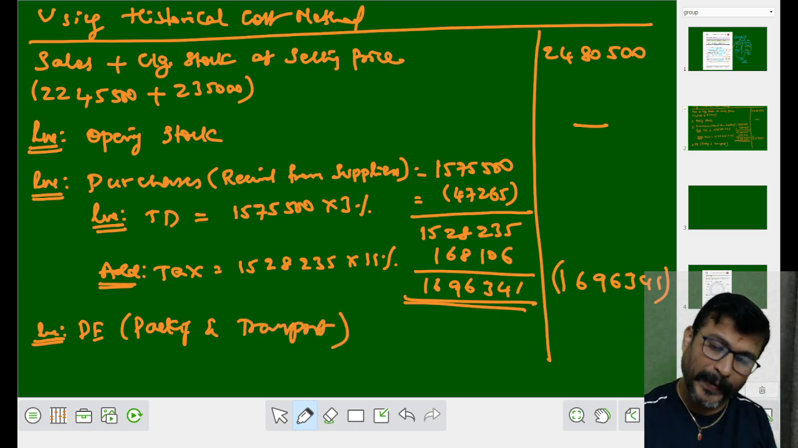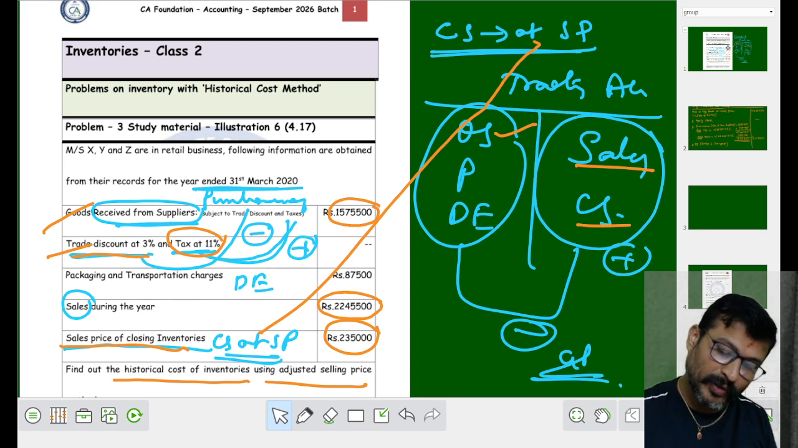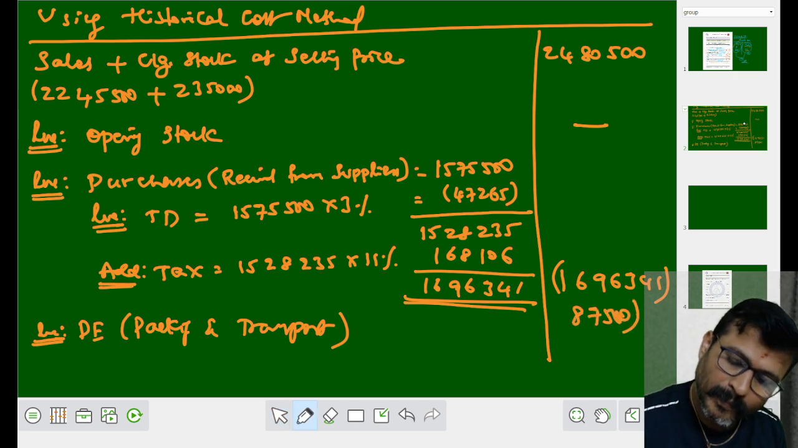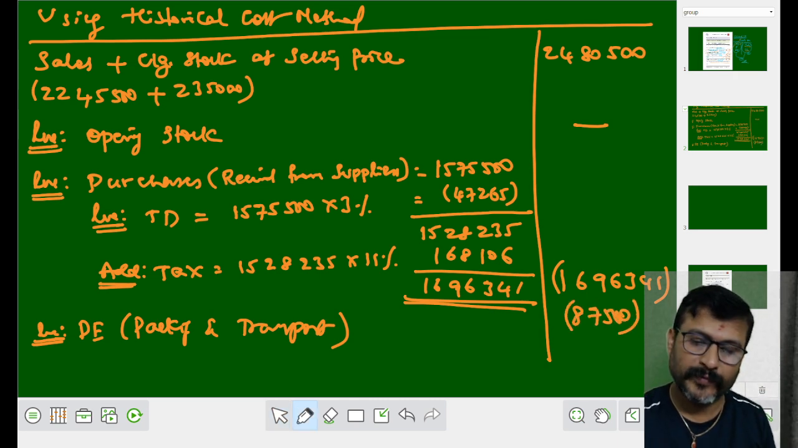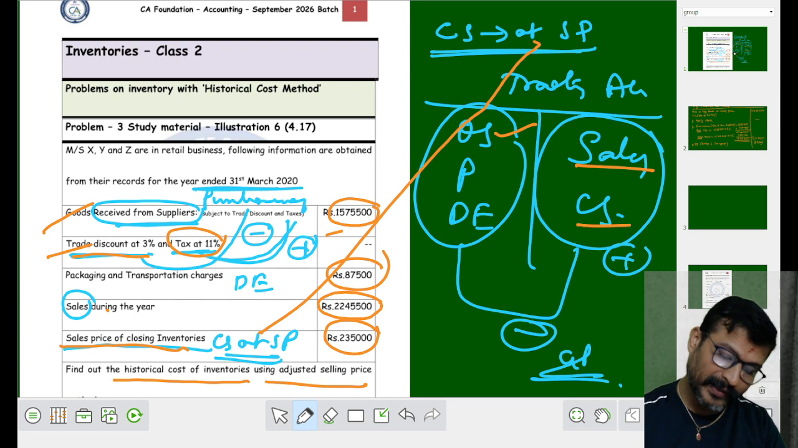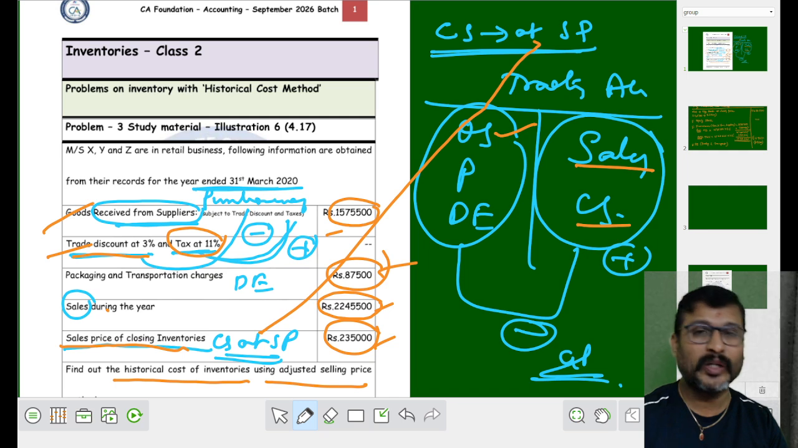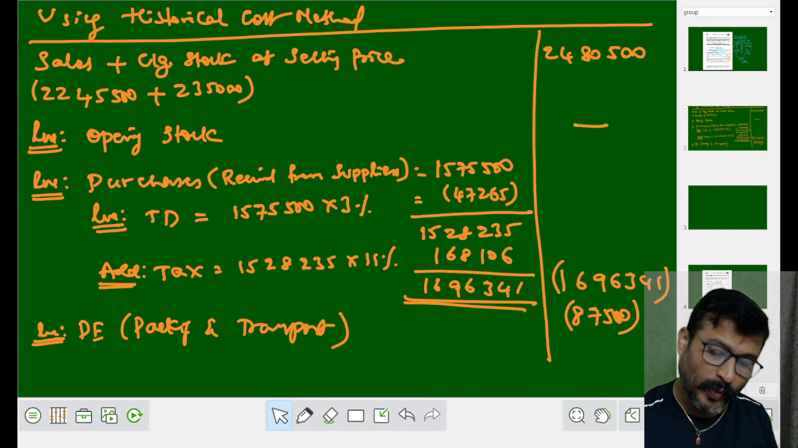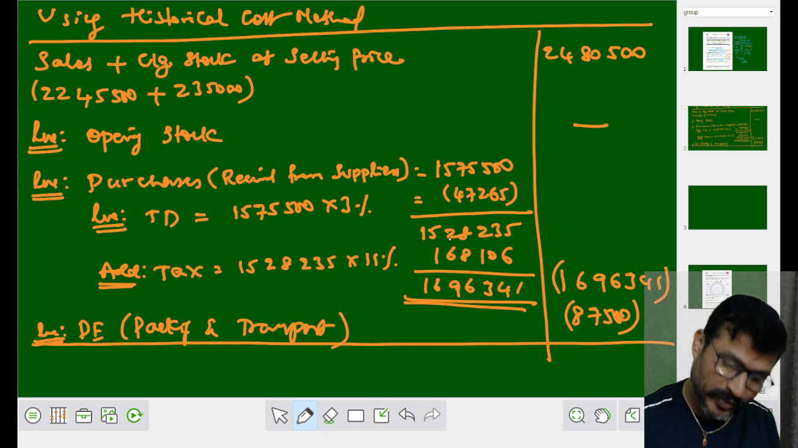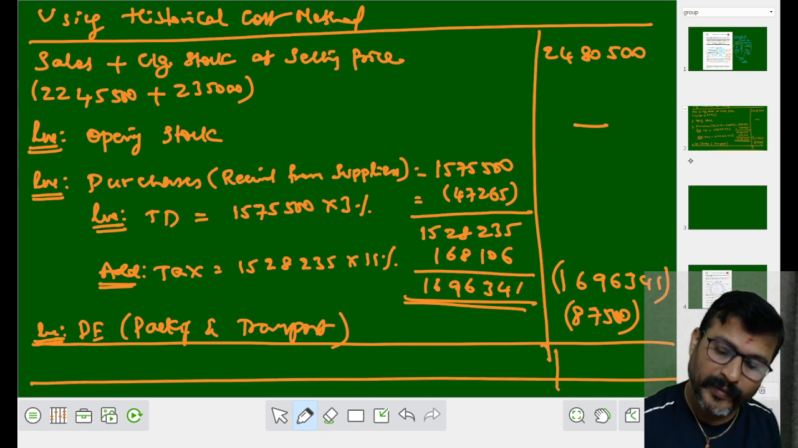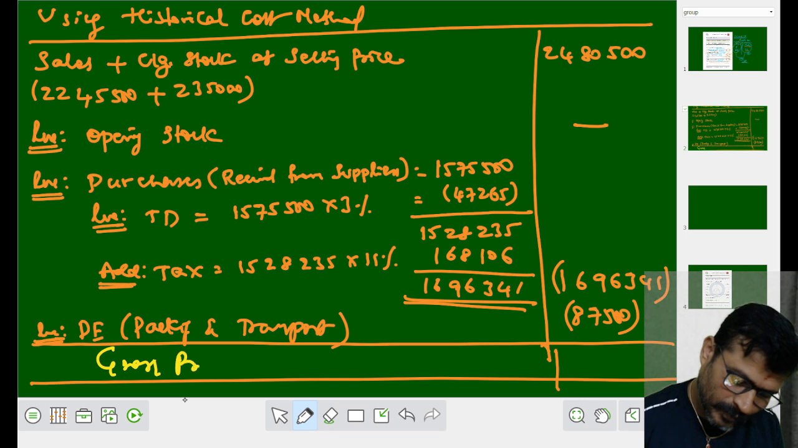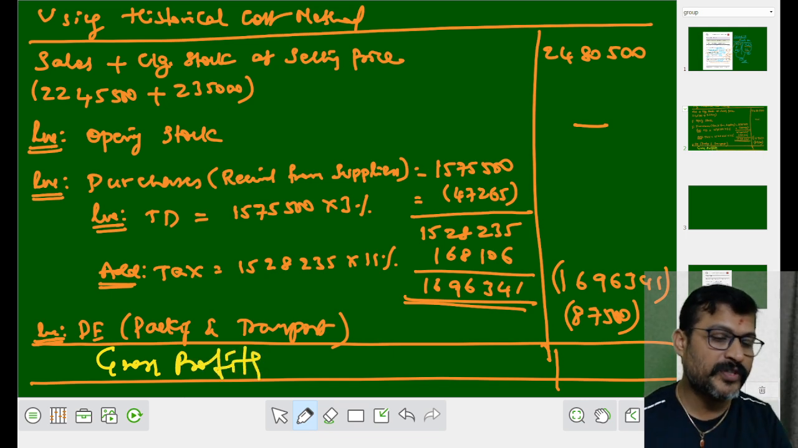How much packing and transport is in the problem? It is an amount of 87,500. Fine. So we have taken direct expenses also. Purchases is taken, packing direct expenses taken, and sales and the closing stock at selling price are also taken. Now what do we have to do? You subtract all these items out of 24,80,500. The answer, whatever you are getting, that answer is called, my dear student, the gross profit. How much is it?